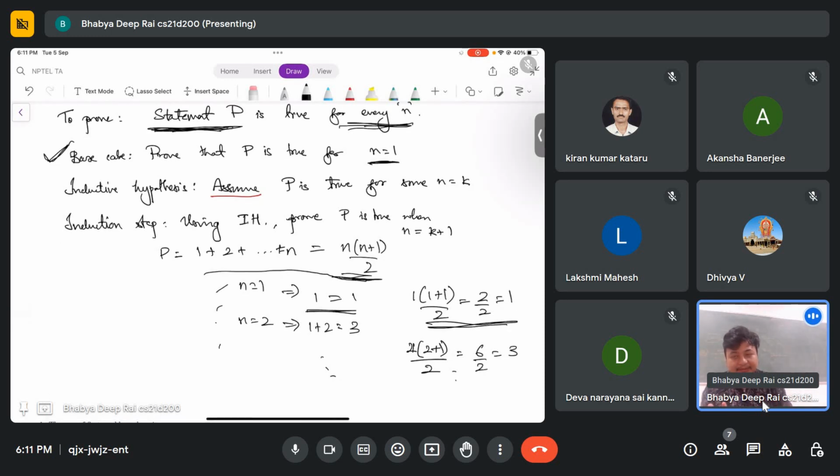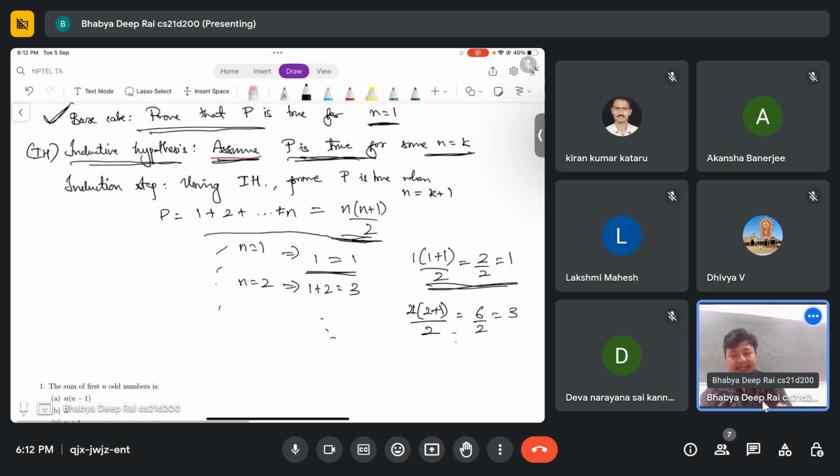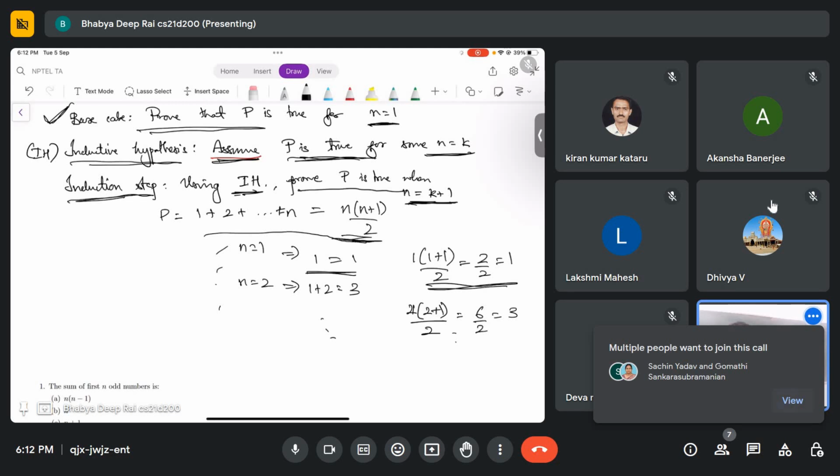Now, once you prove the base case, that the statement is true for the base case, then what do you do? You make an assumption called the inductive hypothesis. This is also commonly called IH. You do not need to prove the inductive hypothesis. Always keep in mind, you are only supposed to assume it. You assume that P is true for some n equals k. Then you do the inductive step, which means you prove P is true for n equals k plus 1. One step more. And how do you do this? You use the inductive hypothesis. You use the previous rung of the ladder to show that this rung can also be climbed.